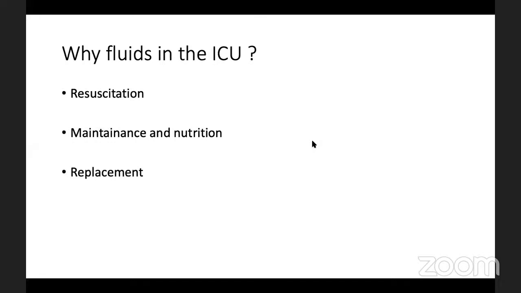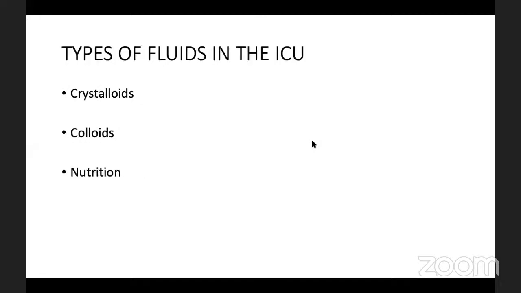So we have about three kinds of fluids that we are going to be giving our patients in the ICU. But the common ones known to most of us are crystalloids and colloids. When we talk about crystalloids, we're talking about things like normal saline and lactated ringers, and colloids, things like albumin and blood products, and we're going to be giving them to these patients as indicated.